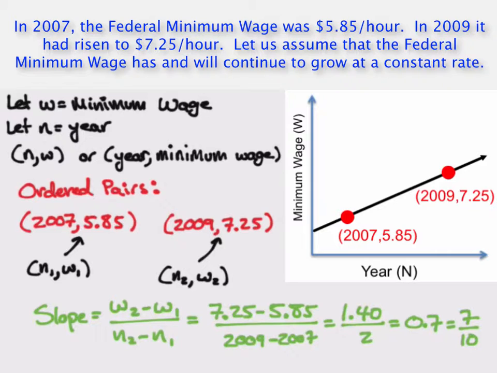But what does this mean? What does the slope of 0.7 or 7/10 mean? Well, it means that every year that goes by, the minimum wage goes up on average 70 cents, which is 7/10 of a dollar. Or if we think about this fraction, every 10 years that goes by, the minimum wage goes up by $7. Of course, that's exactly what happens when you multiply 70 cents per year by 10 years.